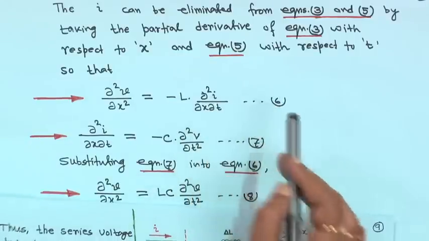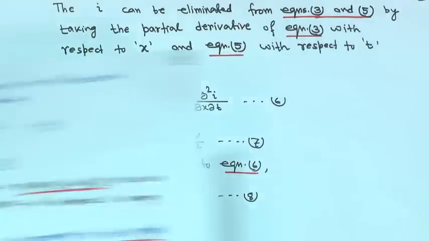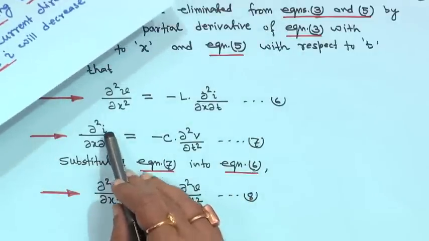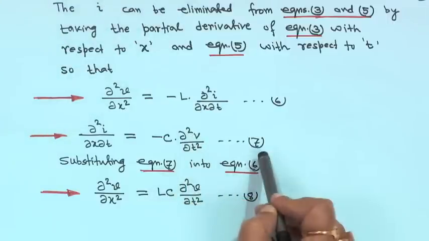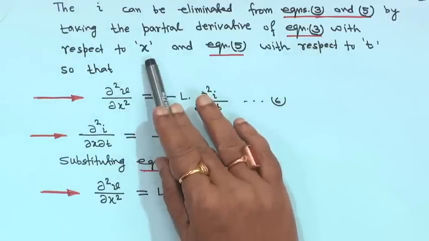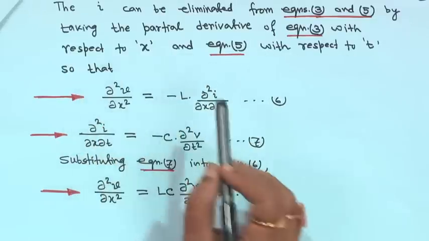This is equation 6. Similarly, if you take the derivative of equation 5 with respect to t, then ∂²i/∂x∂t is equal to minus c ∂²v/∂t². This is equation 7. So, equation 3 you take the derivative with respect to x, and equation 5 you take the derivative with respect to t.